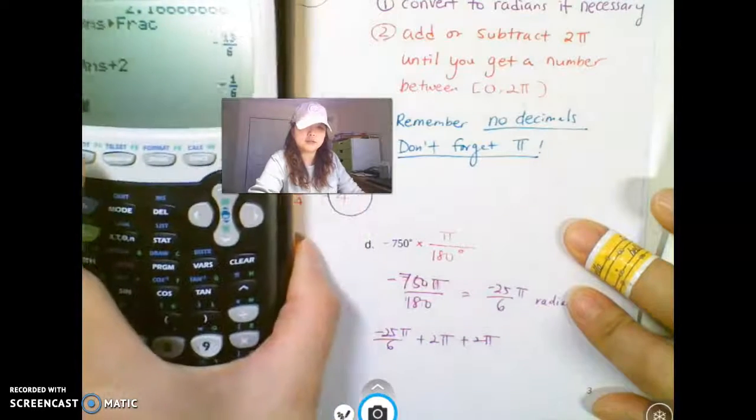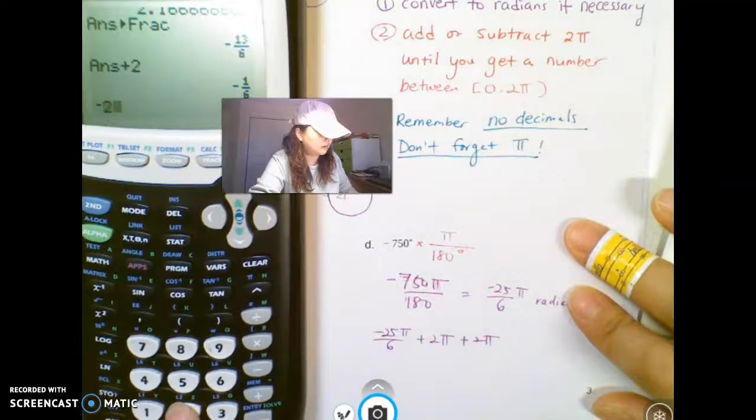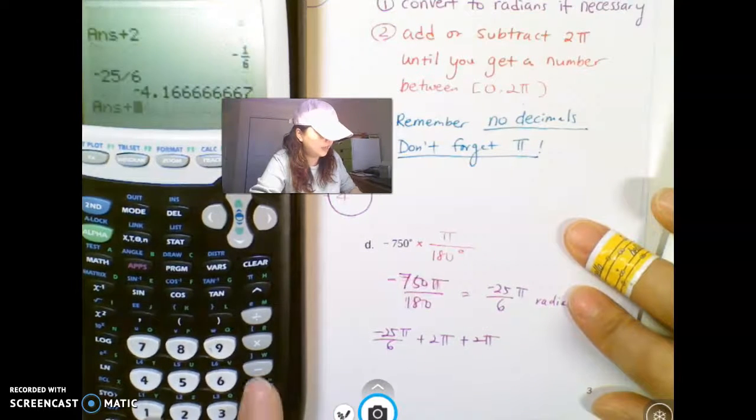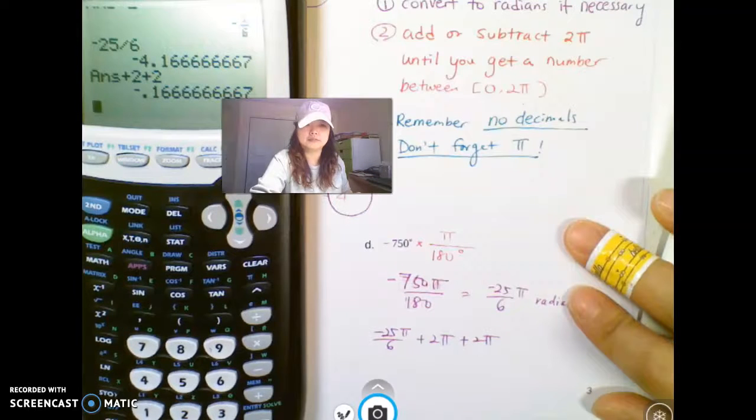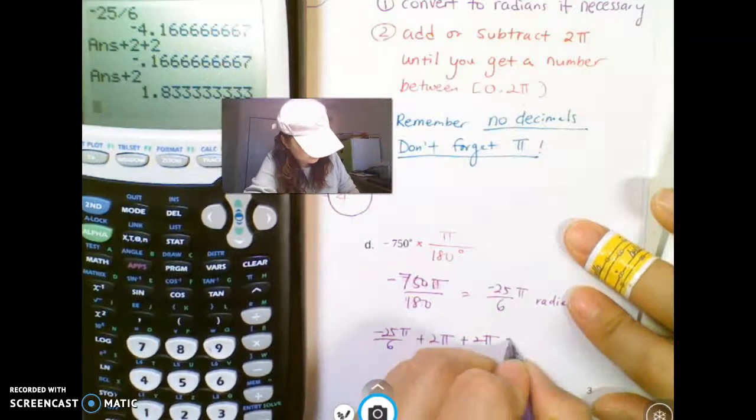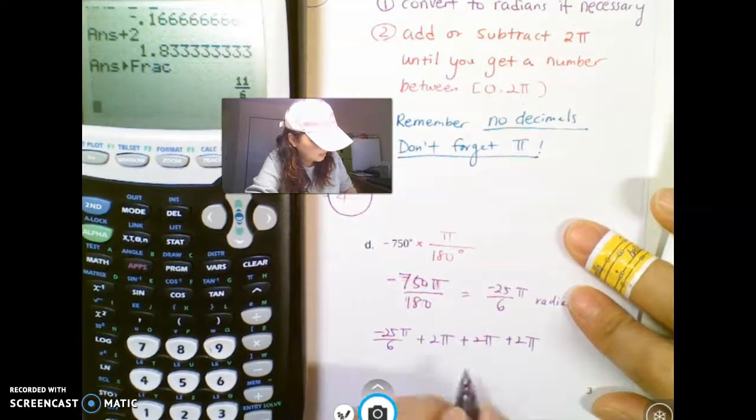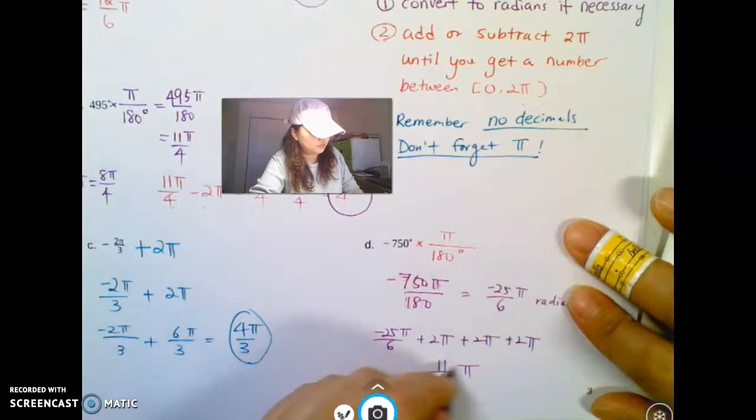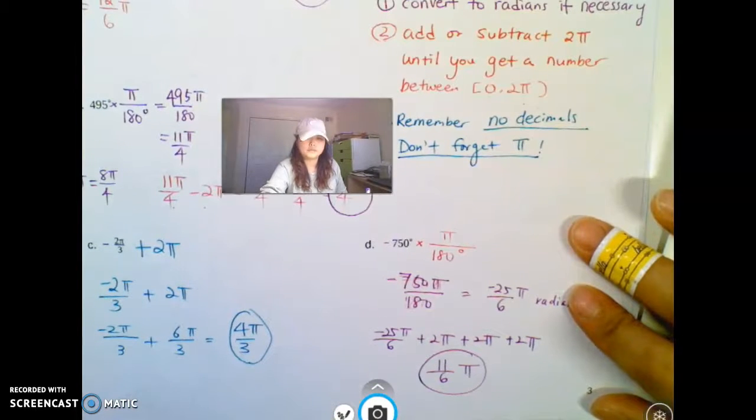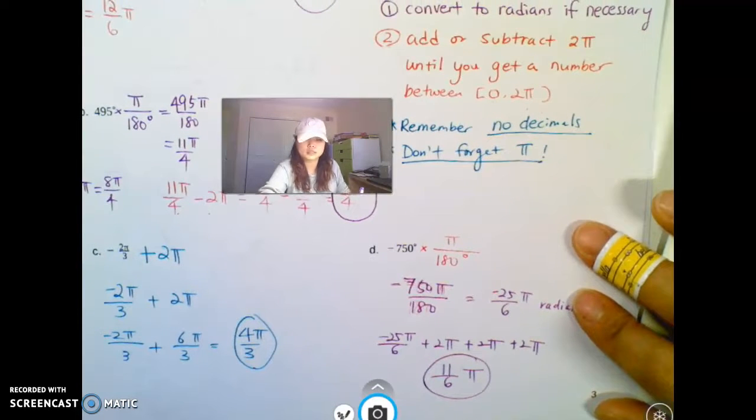I started with negative 25 over 6. I added 2, and I added 2, still negative. You see? I'm going to add another 2. So now we're at 11 over 6 pi. Sometimes we are giving you something that went around a lot, in a loop a lot.